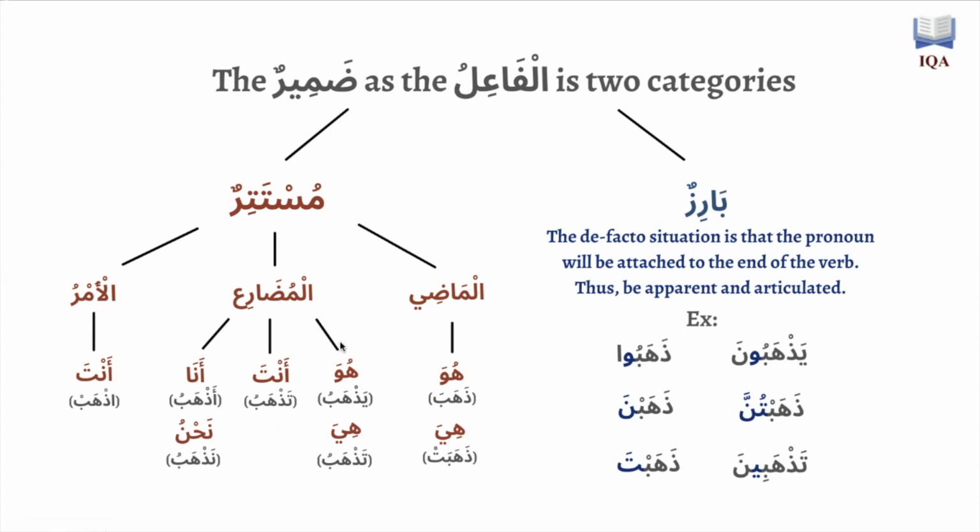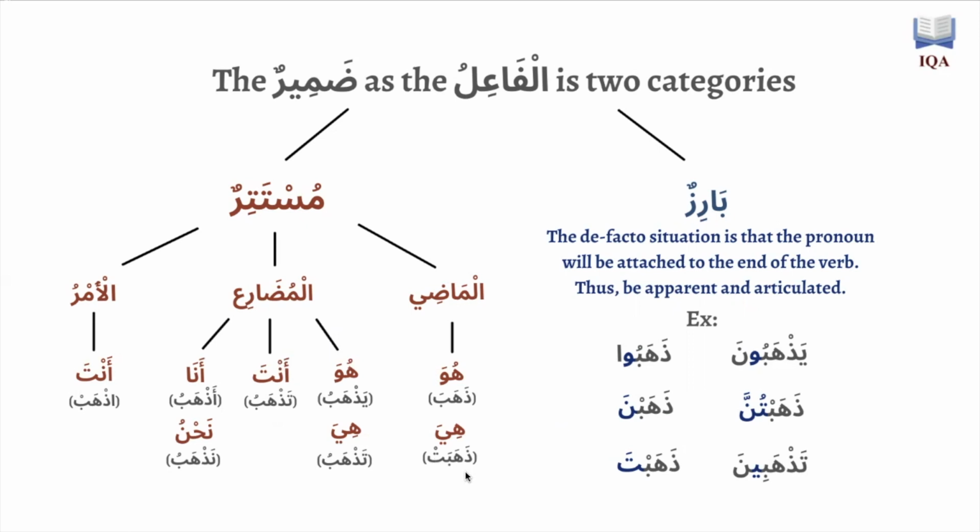Excluding these few scenarios here, the pronoun will always be bariz. That's why it's a de facto situation. So mustatirun, hidden, in the past tense is only with two pronouns, huwa and hiya. With all the other pronouns, it is bariz in the past tense. So huwa, when I say dhahaba, means he went. Where's huwa in dhahaba? It's mustatirun, it's hidden. Hiya, dhahabat, same principle. Where's hiya in dhahabat?